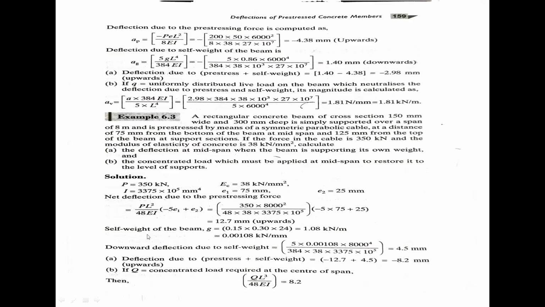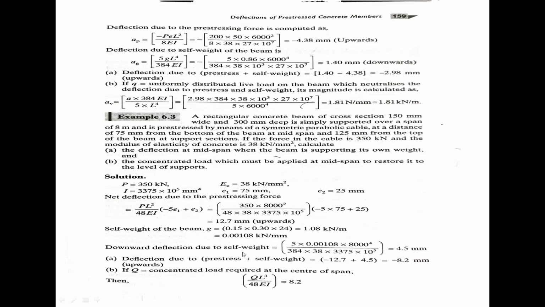I have to calculate the self weight of the beam, small g, and you calculate it the same way. The dimensions are 0.15 and 0.3 into the unit weight of concrete. Using this formula for calculating self weight or dead load, we get 1.08 kilonewton per meter. Now convert it to kilonewton per mm by dividing by 1000, finally 0.00108 kilonewton per mm. Next, the downward deflection due to self weight.